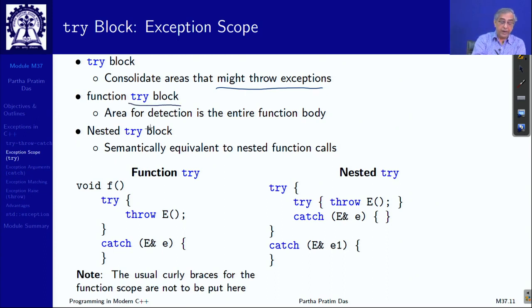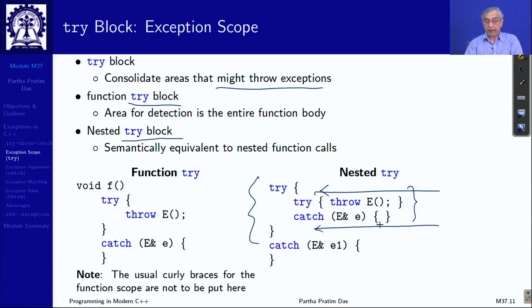There are two kinds of try blocks. One is what we have seen, which can be nested also. You can have one try block within another try block, that is, do a few things, then do something under try. If there is a problem, handle that and proceed. And if you want to rethrow from the inner try block, you can always handle it in the outer one.